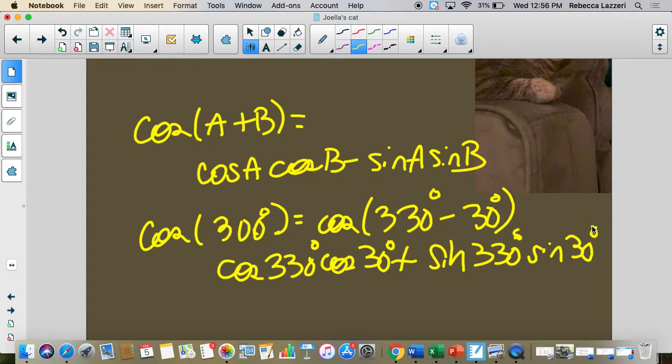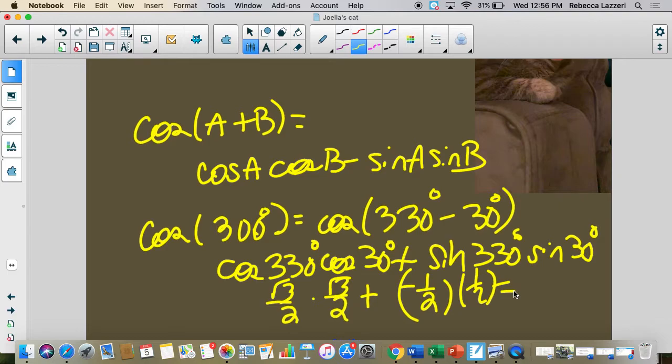Cosine of 330, if that was on your memo page, it's in the fourth quadrant, it would be positive square root of 3 over 2. Cosine of 30 in the first quadrant is also square root of 3 over 2. Sine of 330 is negative 1/2, and sine of 30 is positive 1/2. Multiplying fractions, I get square root of 3 times square root of 3, which is square root of 9, which is just 3. So this is 3 over 4, 2 times 2, plus a negative, or minus, 1 over 4, which gives me 2 over 4, which gives me what? 1/2.